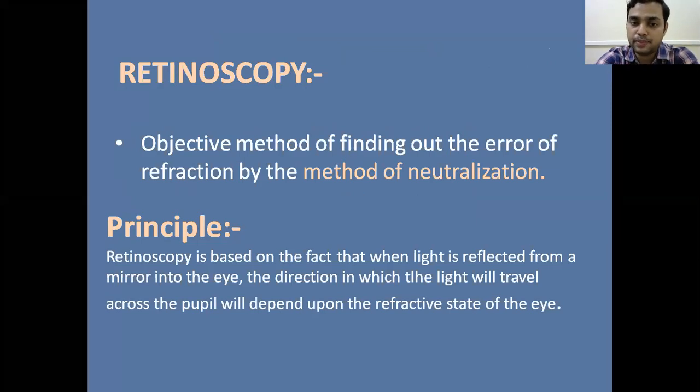So what is the principle behind it? It is based on the fact that when light is reflected from a mirror into the eye, the direction in which the light will travel across the pupil will depend upon the refractive state of the eye. So this is based on the principle that when we focus a light onto the retina through the pupil, the direction in which the light travels across the pupil depends upon the refractive state of the eye. I will discuss the principle in detail. You will get to know about that.